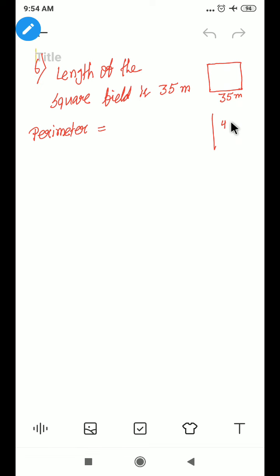the length of the square field is 35 meter. So find out the perimeter of the square. Perimeter is equal to, we know that the perimeter of a square is 4 times its length. So 4 into its length. So it will be 4 into 35.